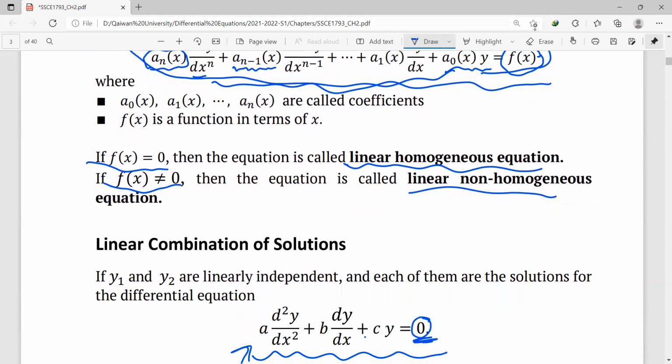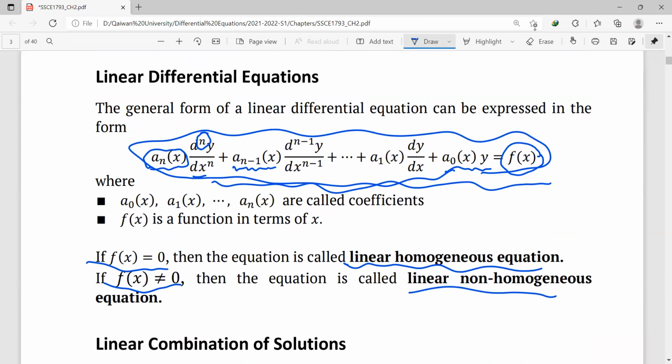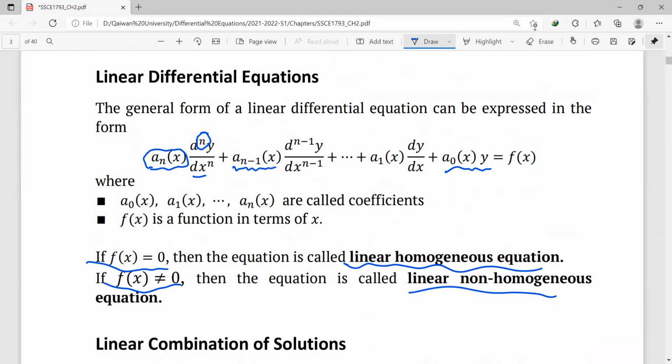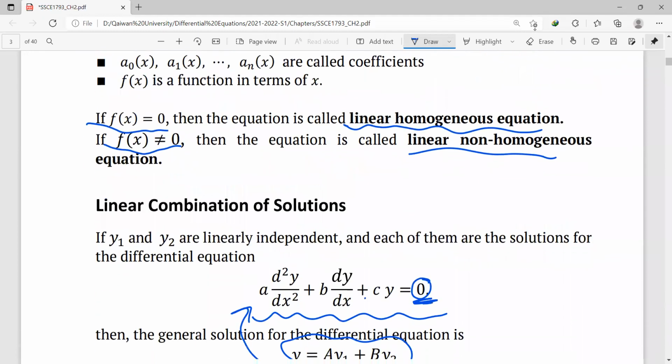And here we said if the right hand side is 0, meaning if f of x here is 0, we say the differential equation is homogeneous. But if it's not 0, we say that is a non-homogeneous linear differential equation. Okay.